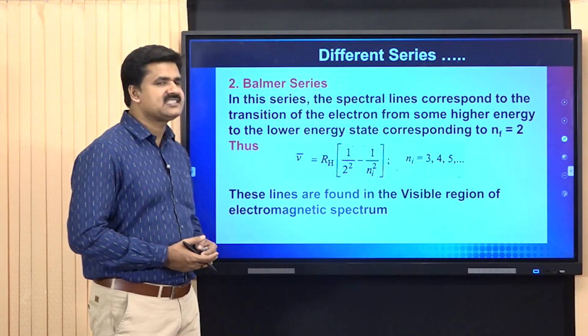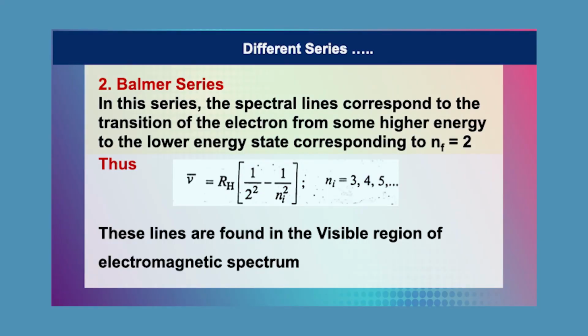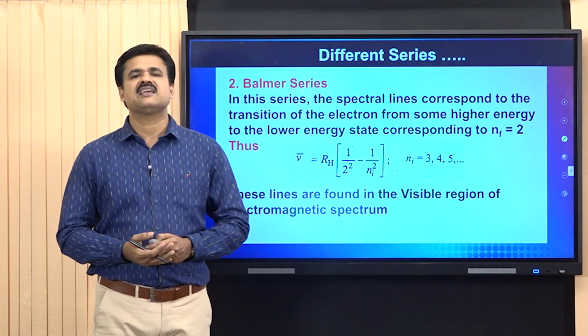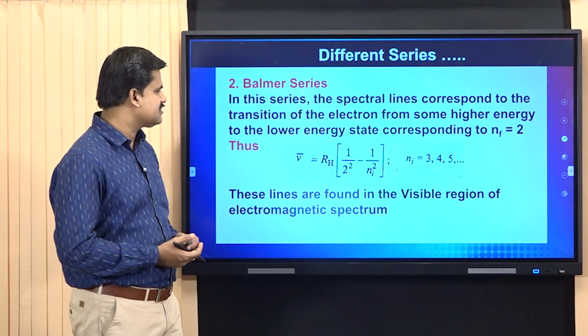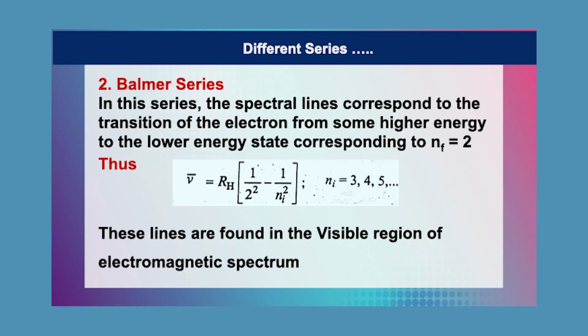Moving on to the second series that we already mentioned, that is nothing but the Balmer series. The spectral lines correspond to transitions of electrons from some higher energy state to the lower energy state corresponding to n final equal to 2. That is, for the Balmer series, we can calculate the wave number as nu bar equal to Rh into 1 by 2 square minus 1 by ni square.